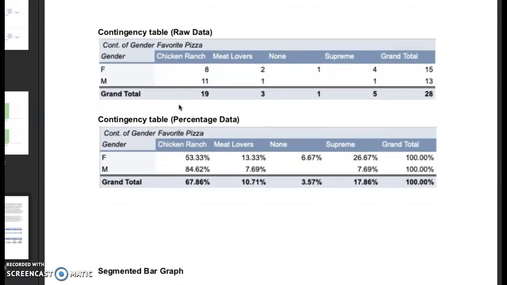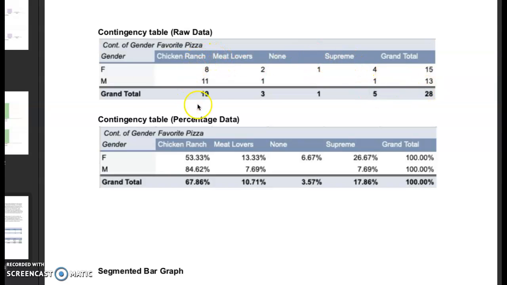Here are the contingency tables that I ended up making for the data, one on raw data and one on percentage data. I separated the data by female, male, and their favorite pizza flavors. For female, about 8 out of the 15 like Chicken Ranch, 2 out of the 15 like Meat Lovers, 1 out of the 15 none, 4 out of the 15 Supreme. Same goes for males: 11 out of the 13 like Chicken Ranch, 1 out of the 13 Meat Lovers, 0 out of the 13 none, 1 out of the 13 Supreme.